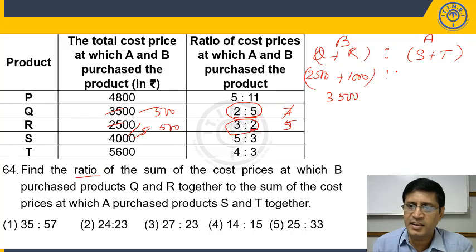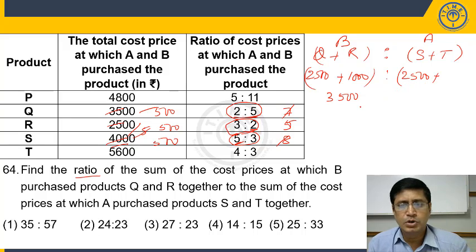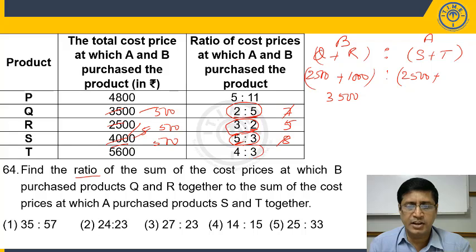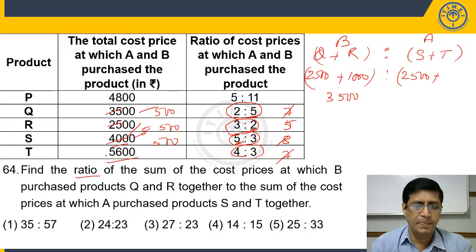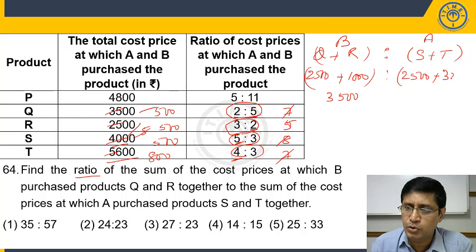Whereas at A, for products S and T, the sum of the ratios of A and B is 8. Divide 40 by 8, it goes 5 times. So 500 into 5 is 2,500. What about the T value? The sum of the ratios is equal to 7 parts. Divide 5,600 by 7, it goes 800 times. So 800 into 4 is 3,200.